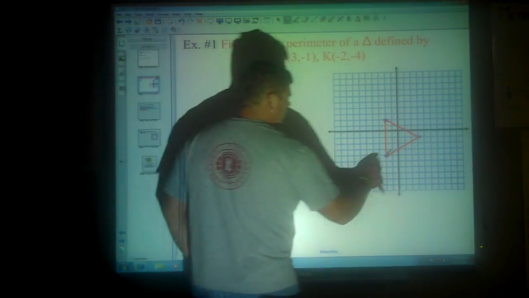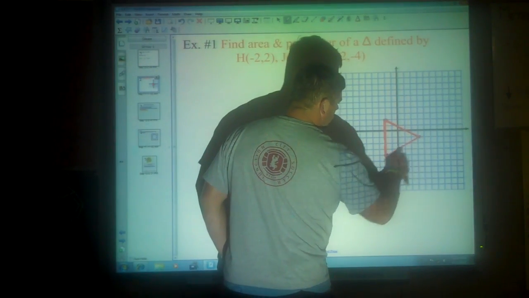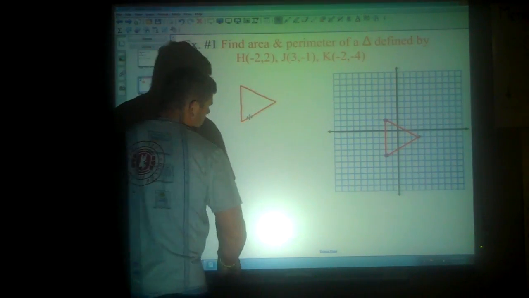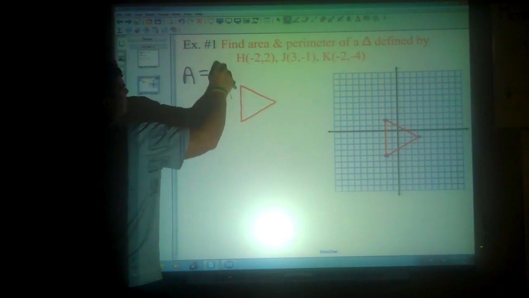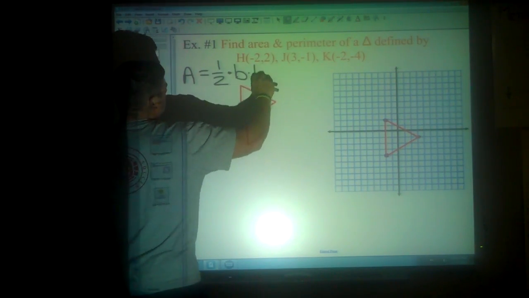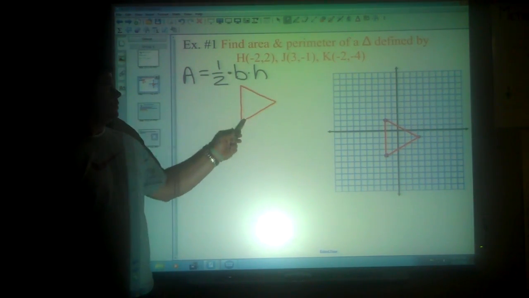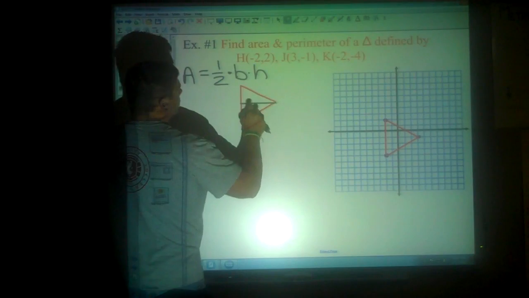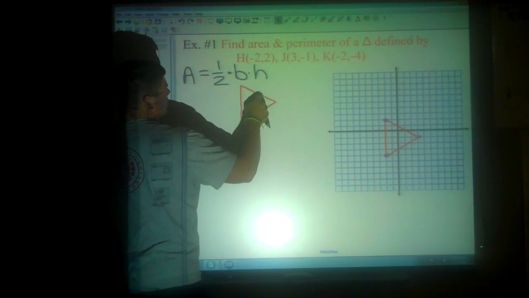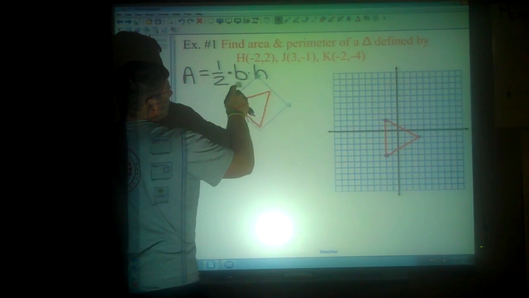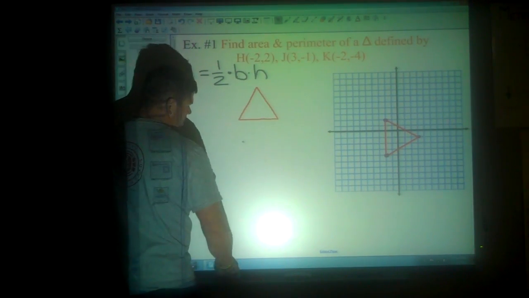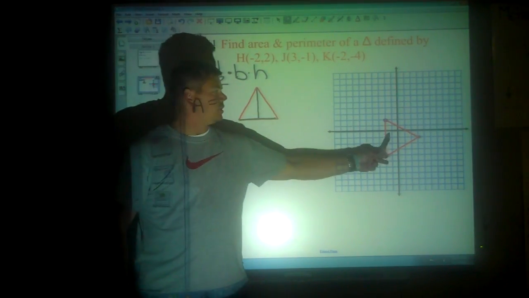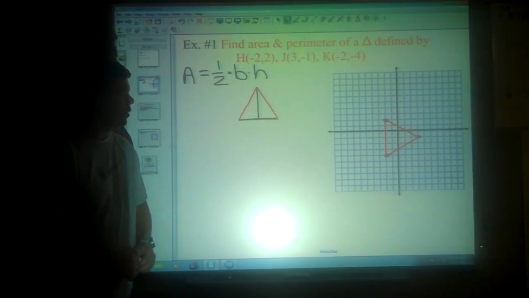This particular triangle, if I move it, this is the triangle right here. Anytime you want to know the area, it is always 1/2 the base times the height. Now this particular triangle, you can actually find the base and the height very easily. The height could be right here. You may not see that, but if I turn it, now it's a little easier to see. There's the height, and then that would be the base, which is easy to count on this coordinate plane.